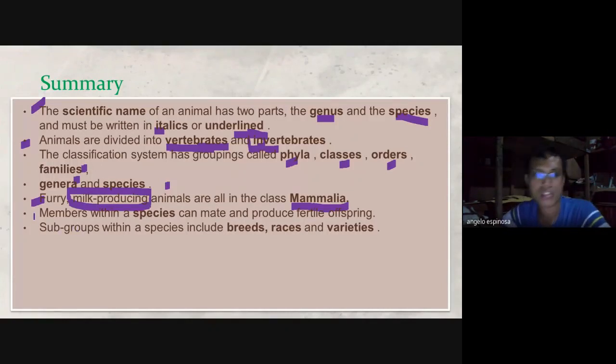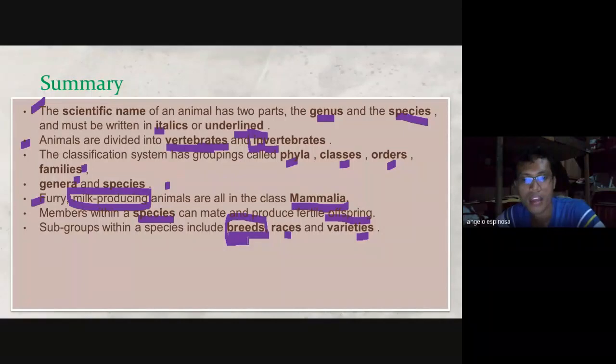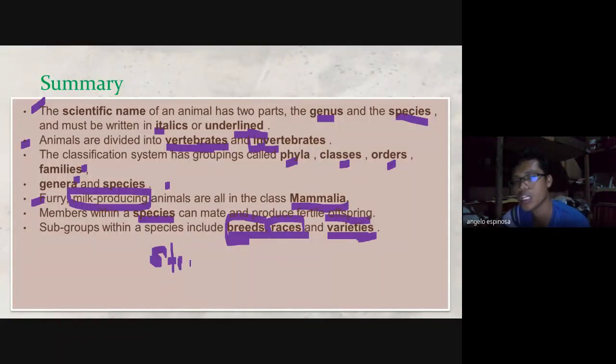We have here another summary. Members within a species can mate and produce fertile offspring. That is a species. Subgroups within species include breeds, races, and varieties. Pag sinabi mong breeds, it talks about the plumage, sizes, shape, anong breed yan siya. Pag sinabi mo namang races, yung saan siya originated, yung mga dugo niya, maganda ba yung type ng ancestors niya? And varieties, there are a lot of varieties of animals, so we will talk about that. We have another term, strain, in poultry, which we will discuss when we reach poultry production.